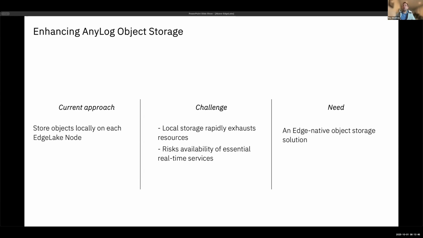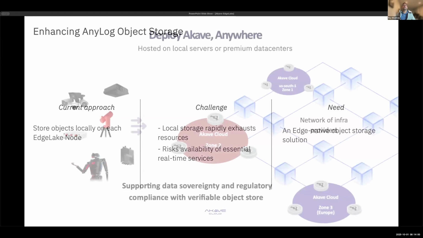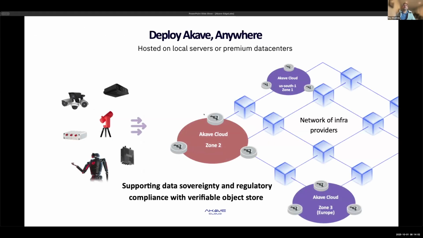And this is particularly useful for video files where videos are of massive size, or machine learning models which could be multiple gigabytes alone. So we want to minimize the ingress and egress to the cloud. So this is where Akave comes in.